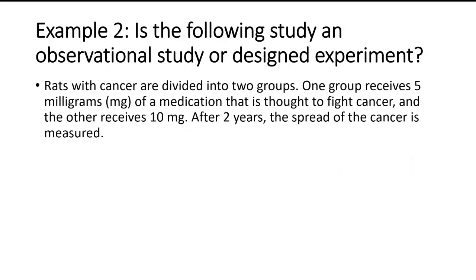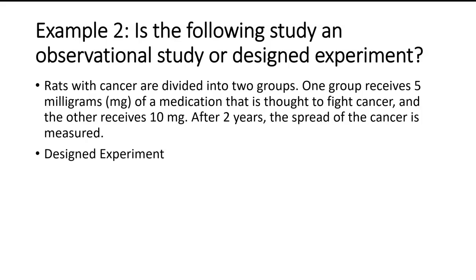Example 2, rats with cancer are divided into 2 groups. Divided into groups, hint, hint. One group receives 5 milligrams of a medication that is thought to fight cancer, and the other receives 10 milligrams. After 2 years, the spread of the cancer is measured. Do you think this is an observational study or a designed experiment?